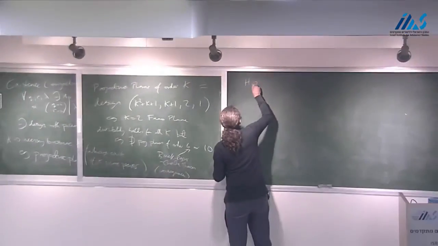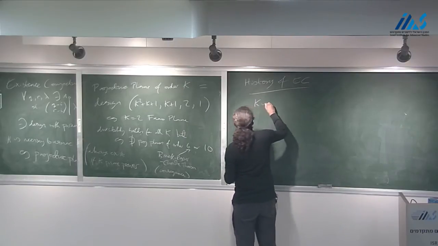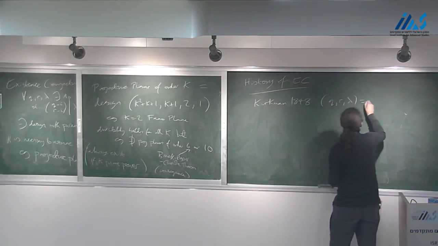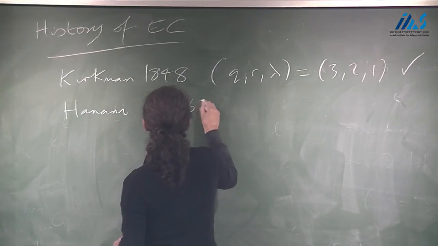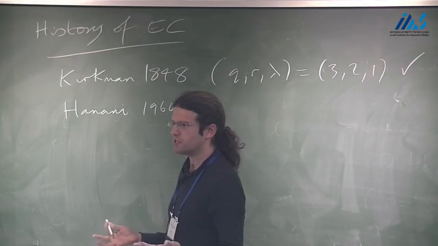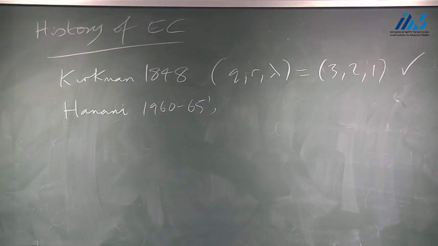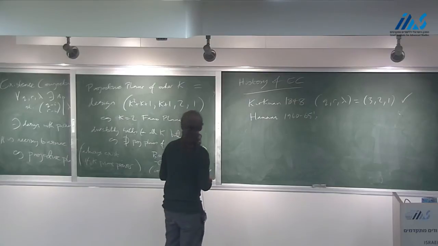Okay, so some history of the existence conjecture. I mentioned Kirkman in 1848, with q, r, lambda equal to 3, 2, 1. The next progress was by Hanani, in the 1960s. He didn't state a conjecture. He asked the question, when do these exist? But for general q and r. Steiner's question was about general q and r and lambda equal to 1. And this is something that Kirkman didn't ask? Apparently not. And when did Steiner ask it? Steiner's question was 1852.